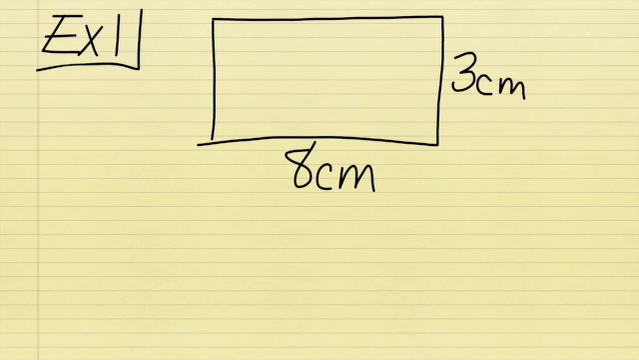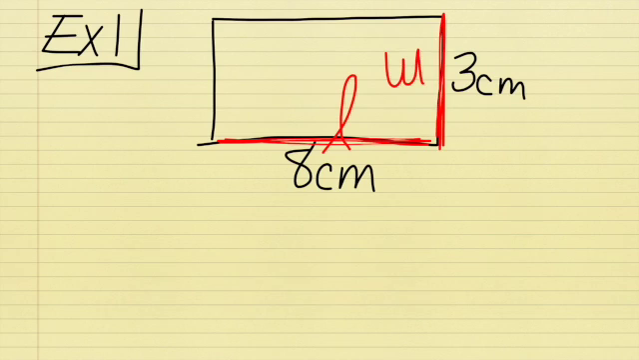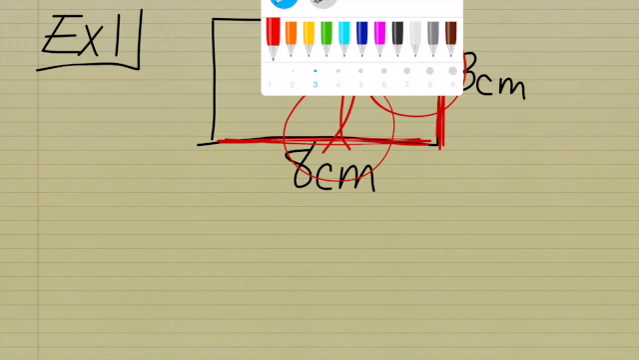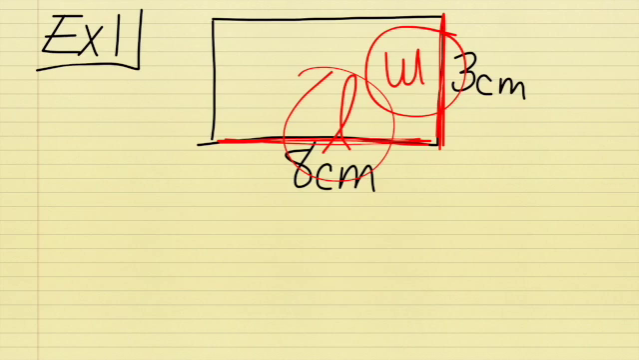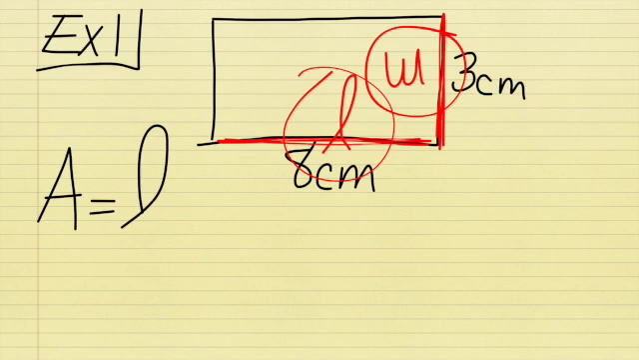All right, here's what we need to talk about. The 8 centimeters is going to be your length measurement. It's how long the rectangle is. And the 3 centimeters is going to be your width measurement. That's how wide the rectangle is. We need a length and we need a width, because the formula for the area of a rectangle is area equals length times width.